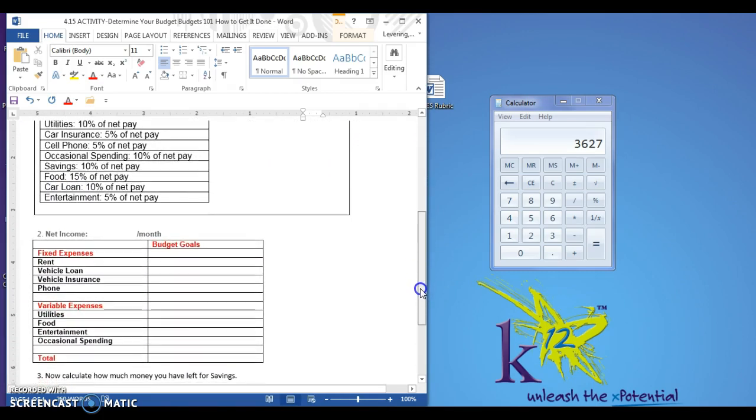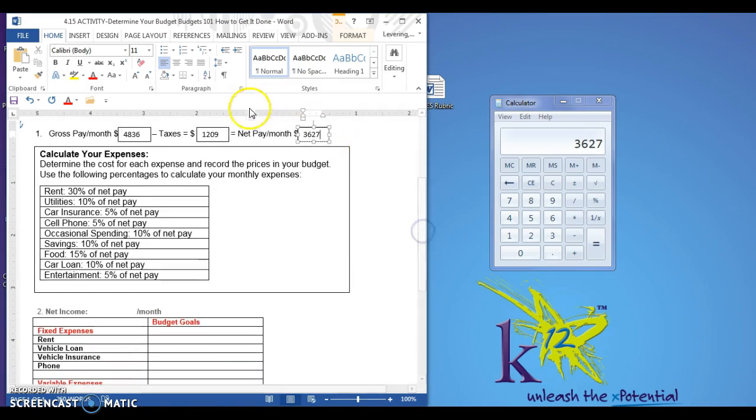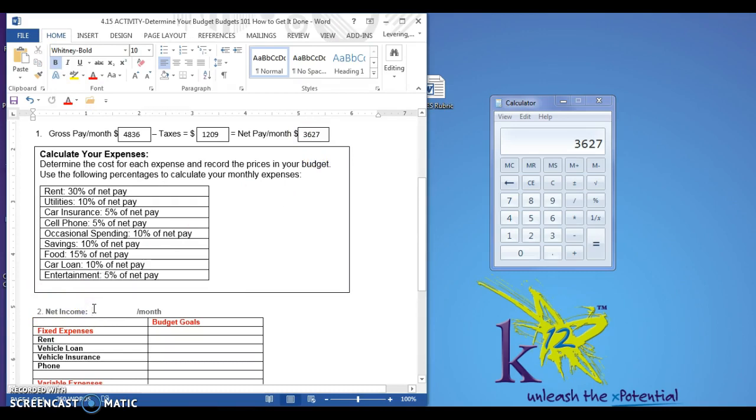So I'm going to come down here to my budget, and you'll notice that I'm going to calculate all of these items, and I'm going to record the budget goal here. So again, my net pay per month is $3,627. So I'm just going to copy and paste that right here. So again, my monthly income is $3,627 per month.